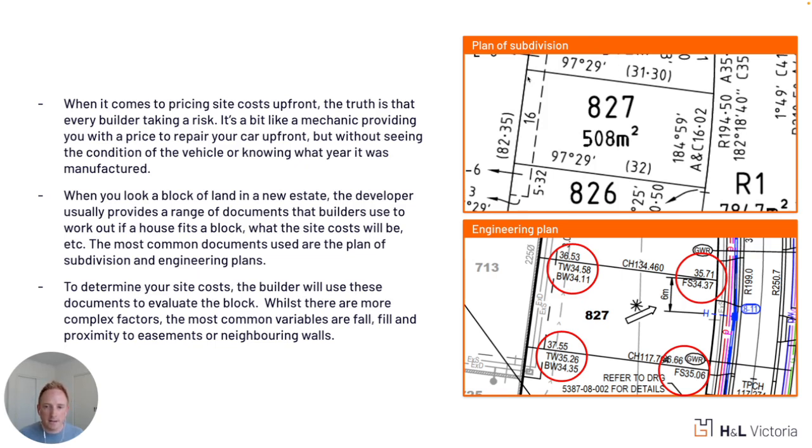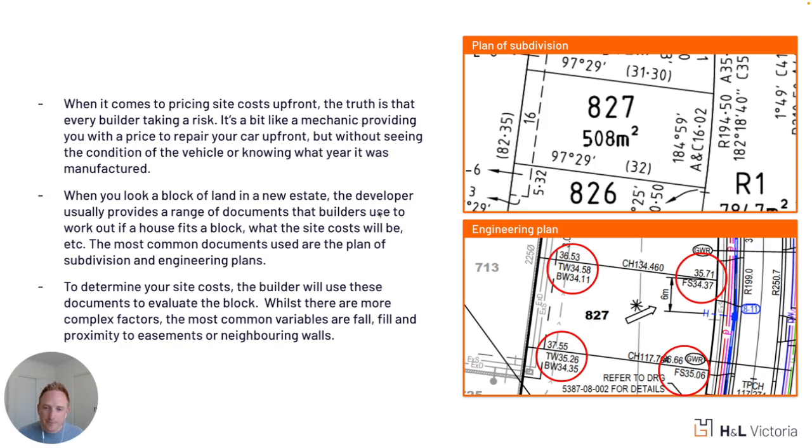So the plan of subdivision tells you how big your block is, what the width of it is, 16 metres in this case, and what the depth is. So that's a 32 metre deep block. Excuse me, a little bit of a curve there, so that's actually 31.3 metres on that side. A bit of information there will tell you what way it's facing, if it's north or south or west, etc.